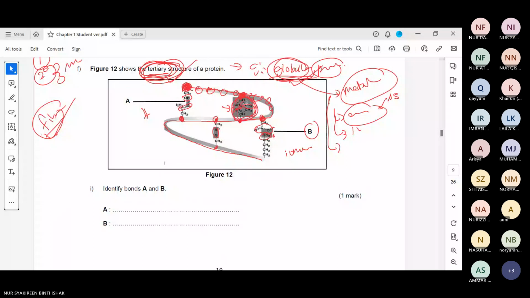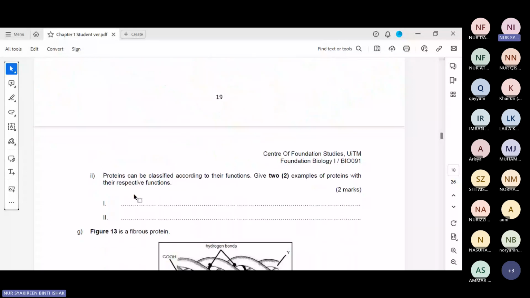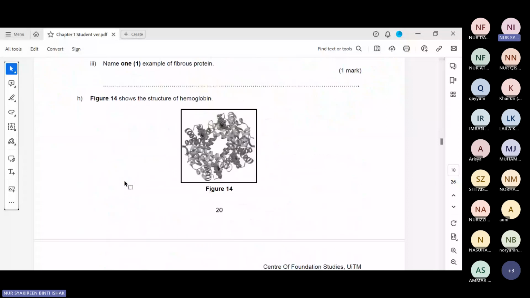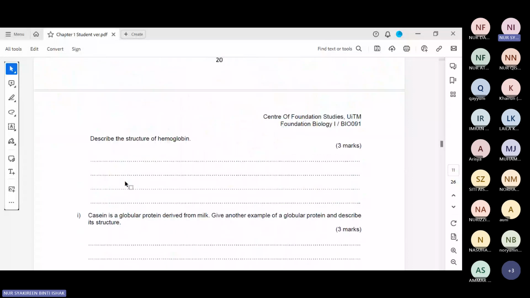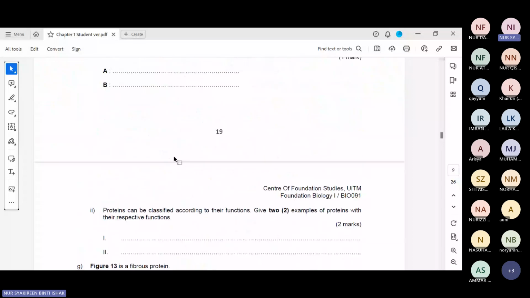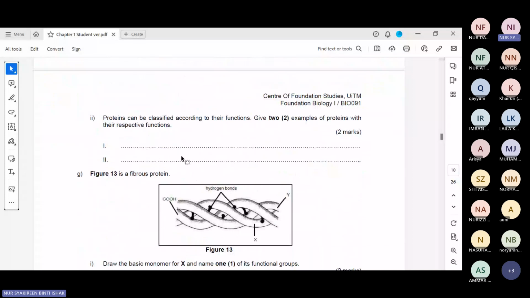Okay, kita habiskan soalan ni kejap. Soalan on protein ni. Okay, so protein can be classified according to their function. Give 2 examples of protein with their respective function. Soalan ni pun sama juga. Give 2 example with their respective function.